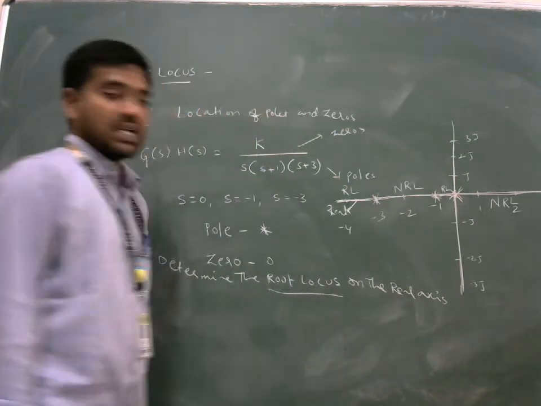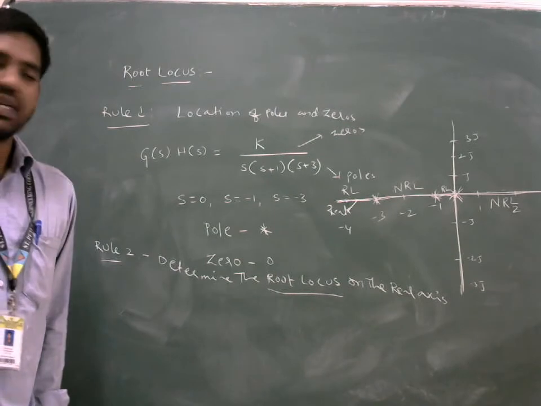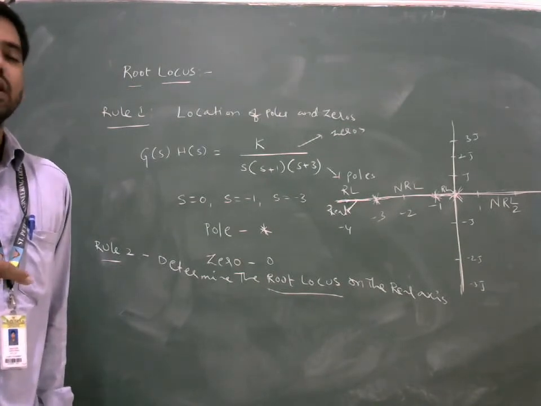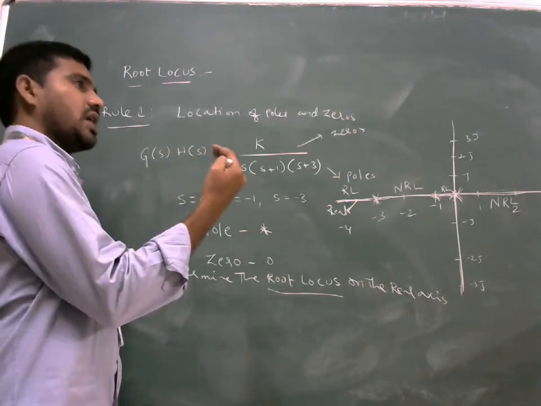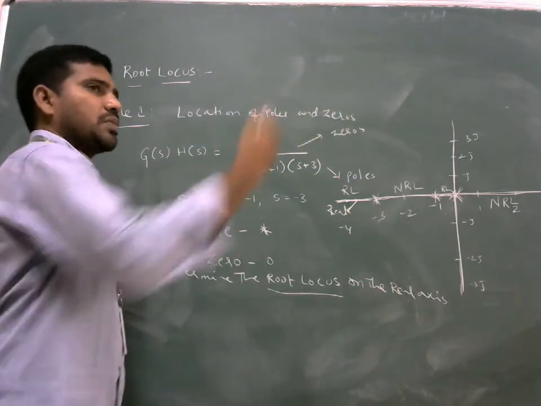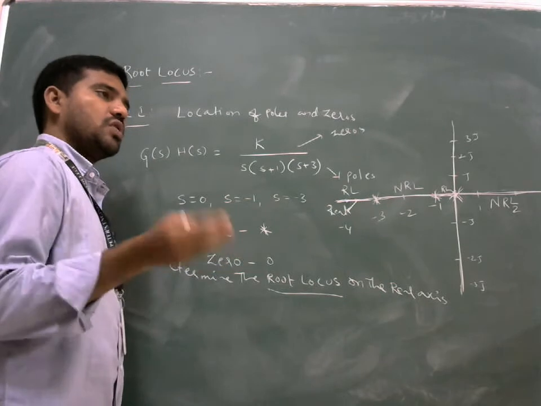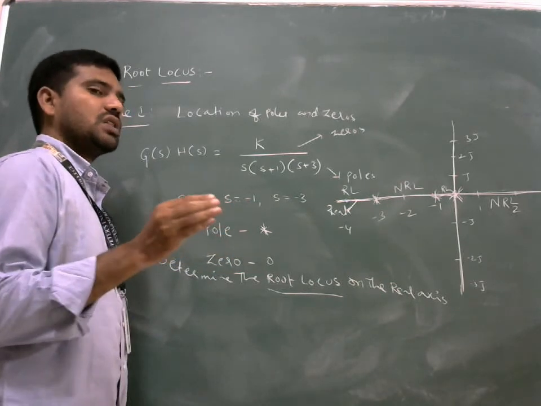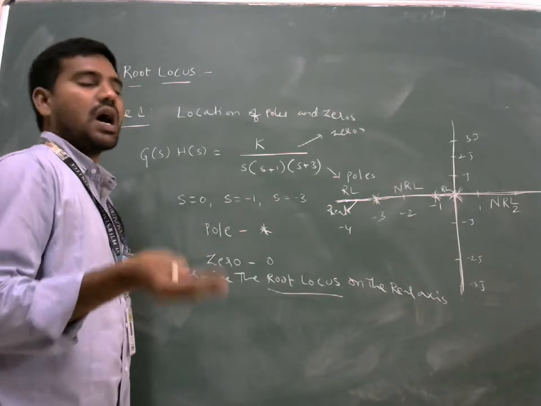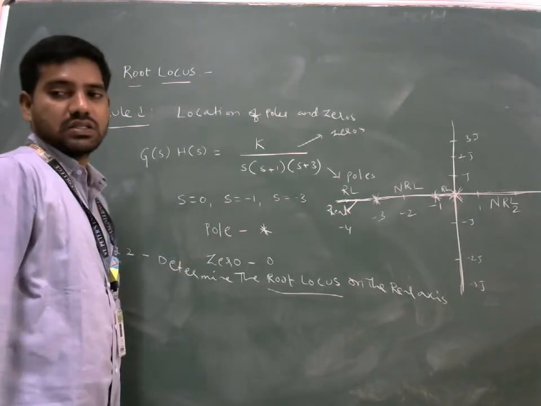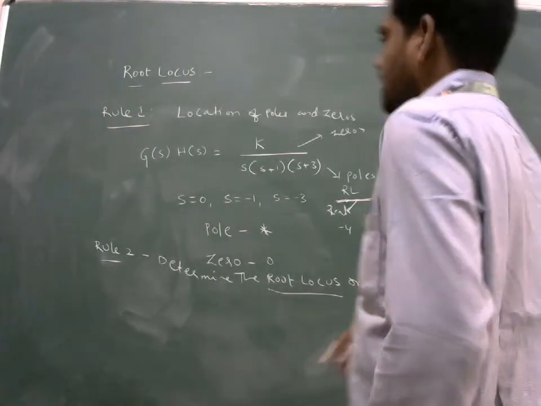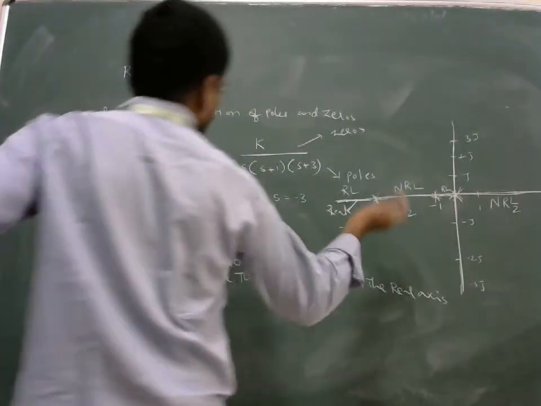Just you need to concentrate. You consider any point on the real axis, and you check from that point to the left-hand side of that particular point. If the number of poles and zeros is an odd number, then the root locus will exist. Otherwise, there is no root locus. Just consider any points.